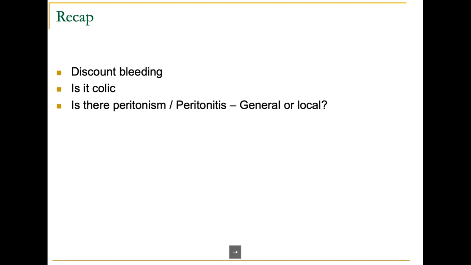So just a quick recap, what have we learned? We have to first discount bleeding in the abdomen. Then we have to decide whether or not it's a colic. Then the next question is whether it's a parietal pain. Is it peritonism? Is it generalized or is it local? And we never forget about the retroperitoneum and the referred pain.